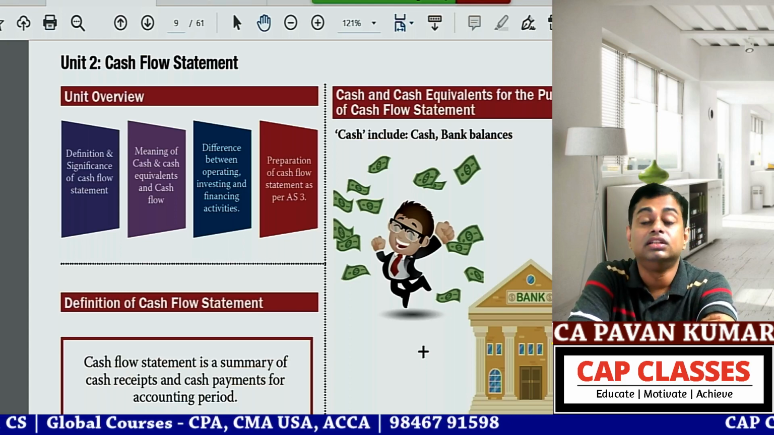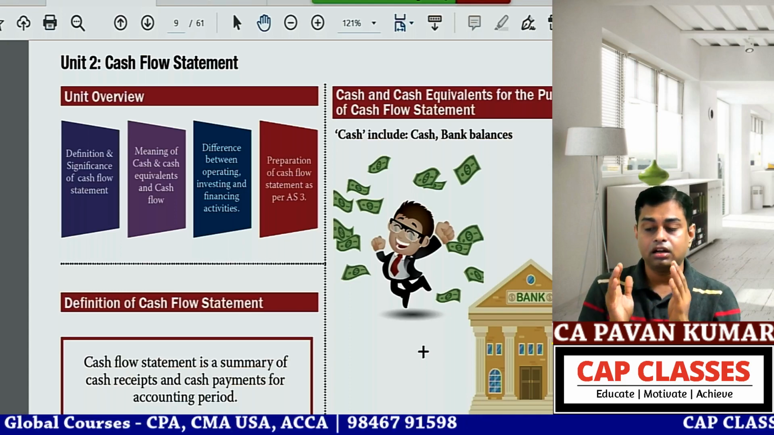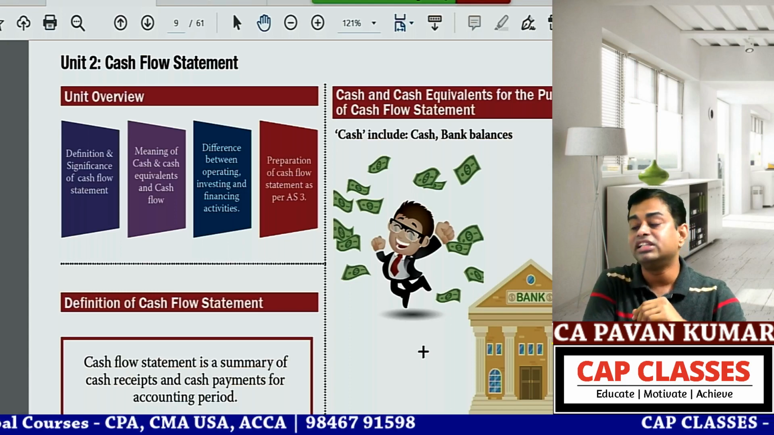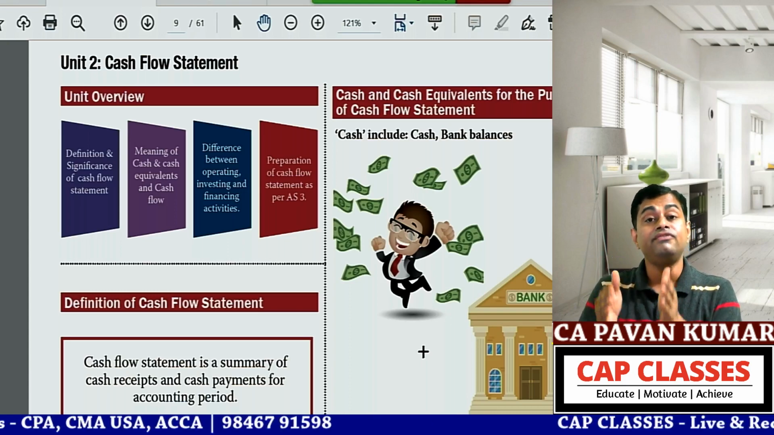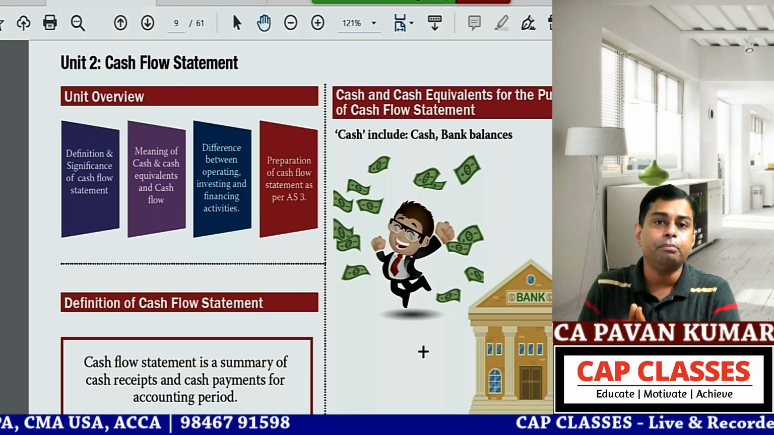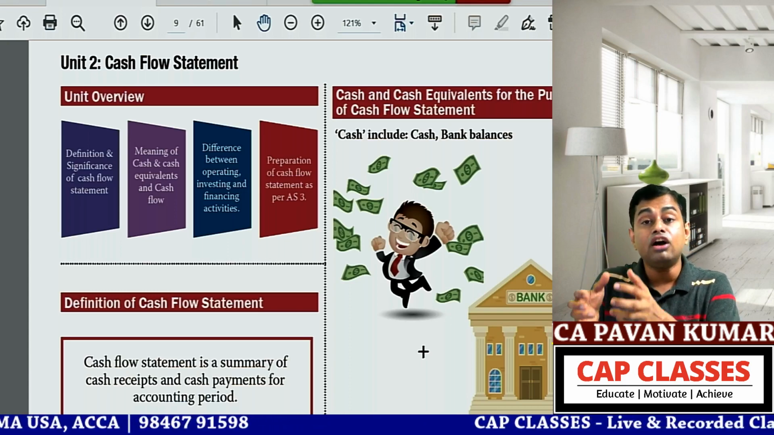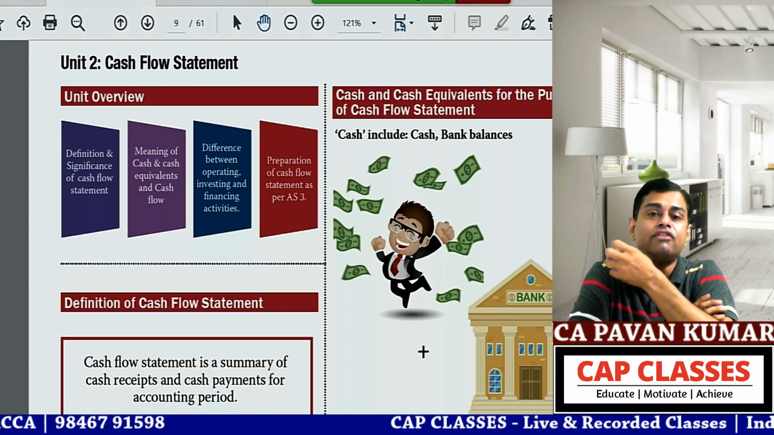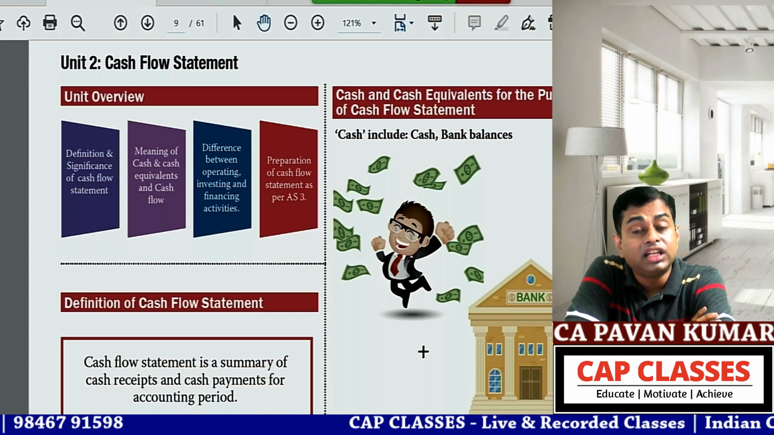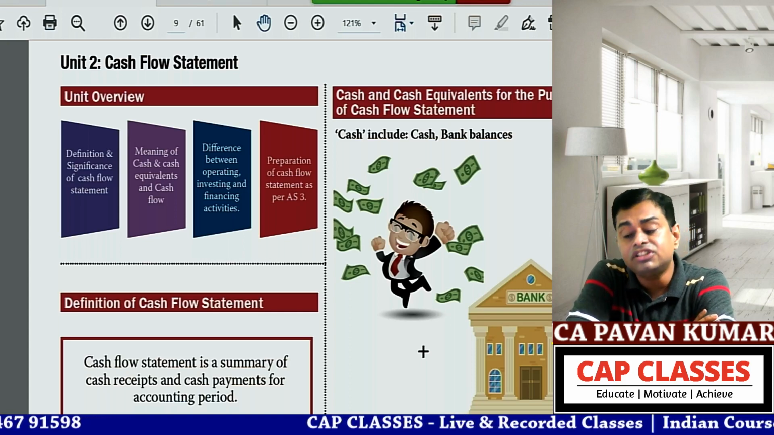That means this particular part of the financial statements is very important. In real life, this drives the value of a company. This drives the ability of an entity to be a going concern. The cash generating ability drives the going concern.